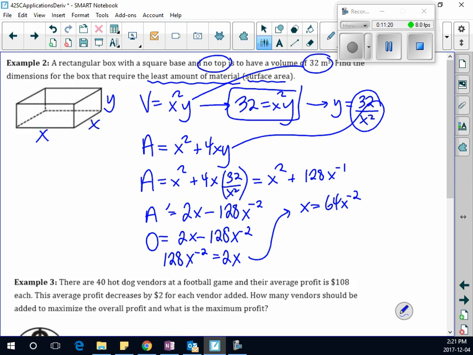Say that again? Yeah, like you want to bring this over to the other side. So if I multiply both sides by x squared, yes, I get x to the power 3 equals 64. And then I cube root it, I get x equals 4. Now normally I would get plus or minus, but it's a cube, right?